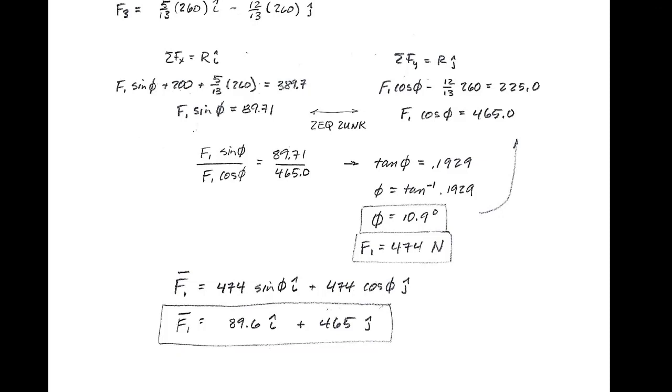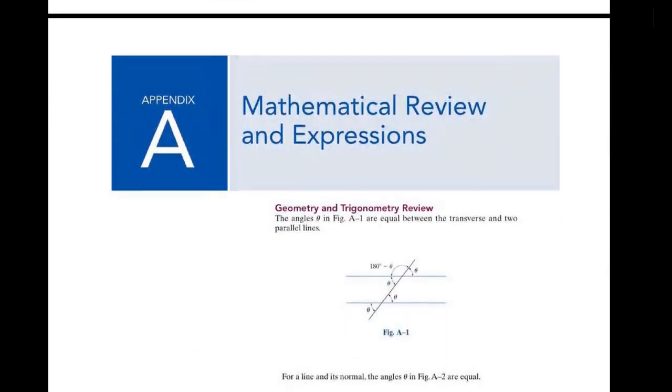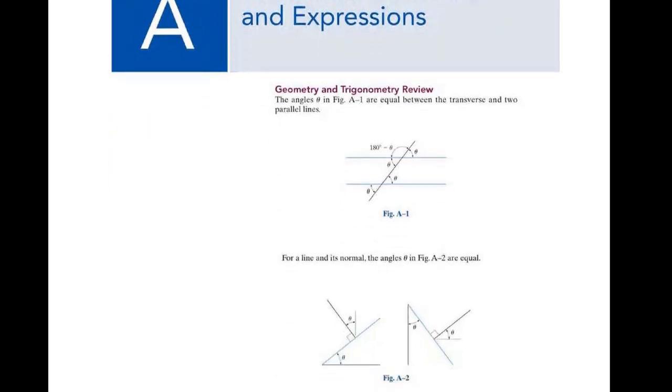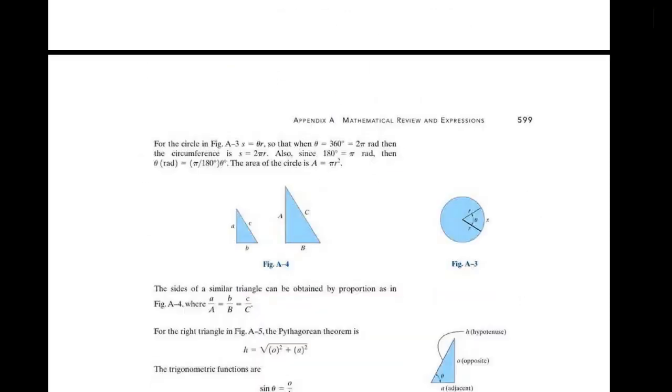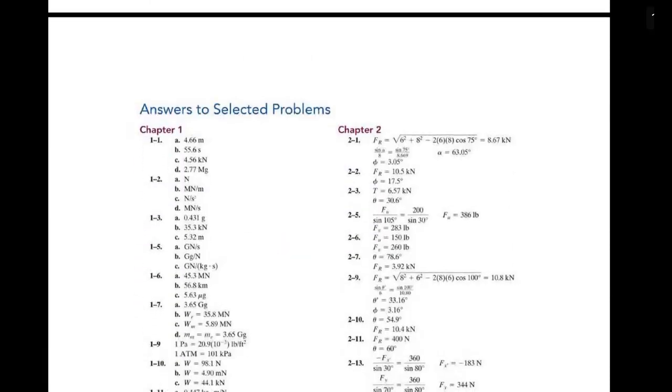All right, a couple of things I just want to point out that are in the back of the book. You might look at Appendix A and look at the mathematical expressions and review. That would be helpful for you in terms of reviewing some trigonometry. Here's another page, which is just something that, again, go ahead and review. And then answers to selected problems.